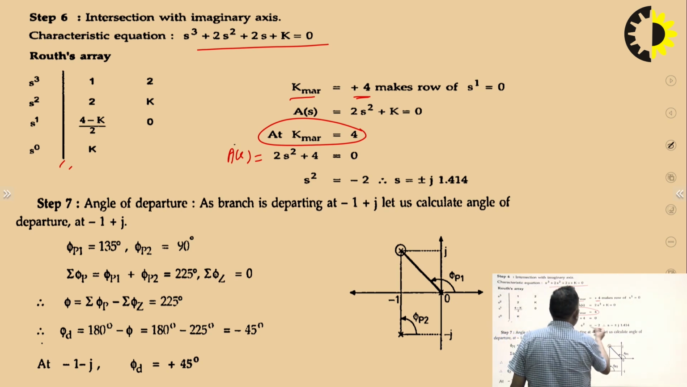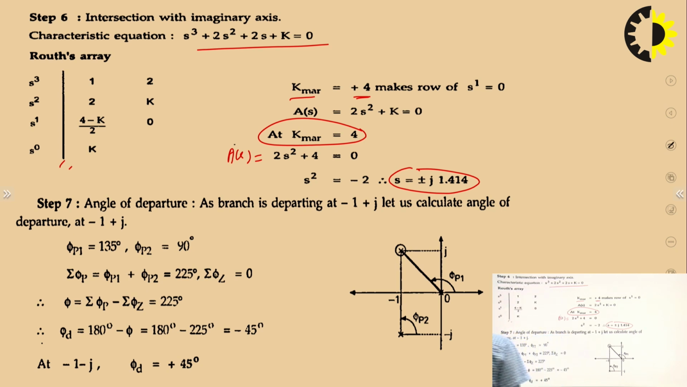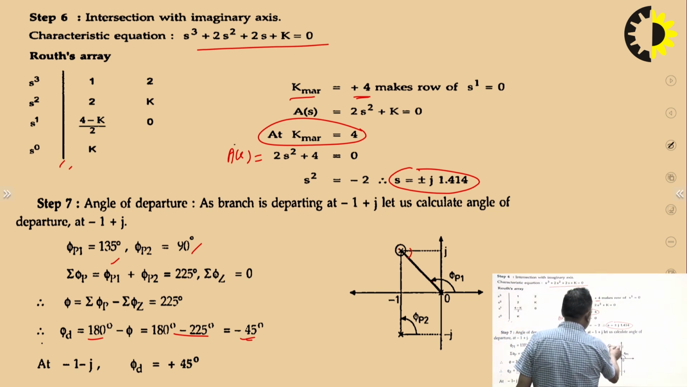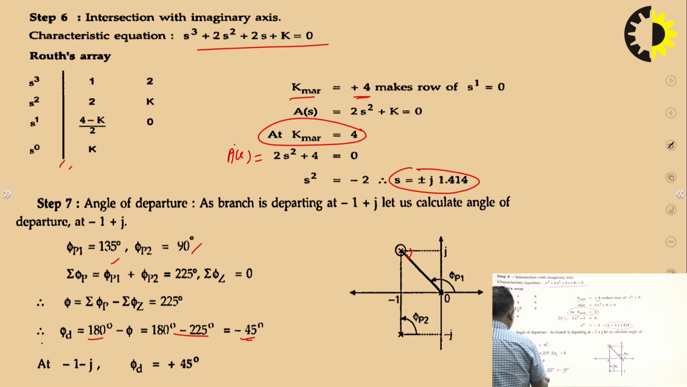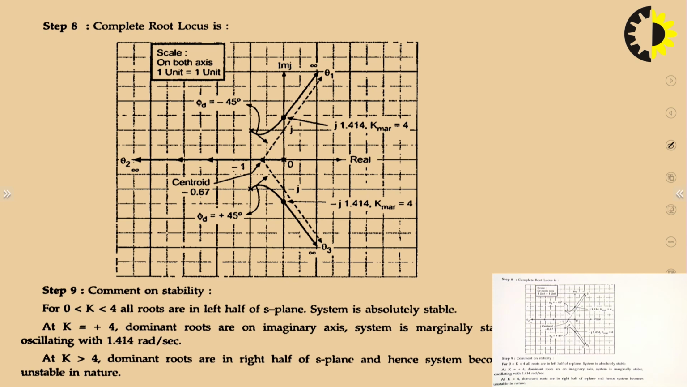From here, the points we are getting are plus minus j1.414. Now because complex poles are there, the angle of departure will be there. While calculating, one is 135 degree, this is 90 degree, and there is no zero. So now we subtract it: 180 minus 225, so minus 45 degree. Minus 45 degree means somewhere here it will terminate. Similarly for the other pole, it is plus 45 degree. So this is the complete root locus.